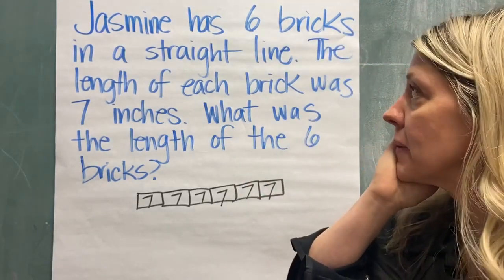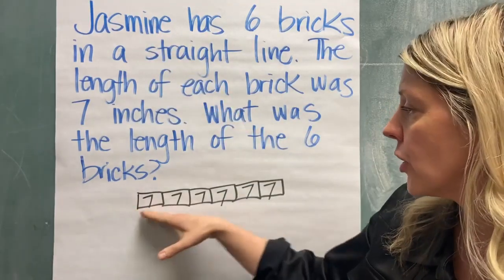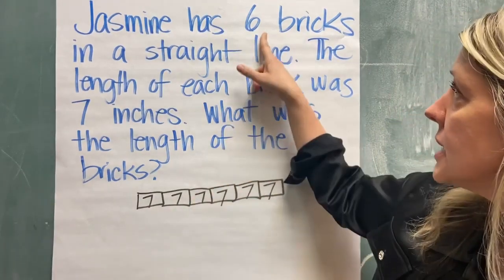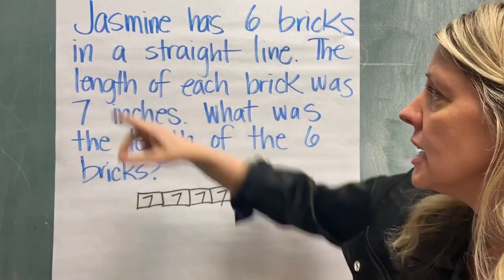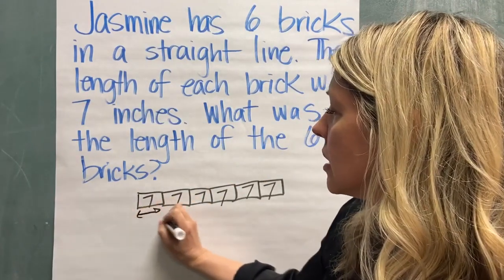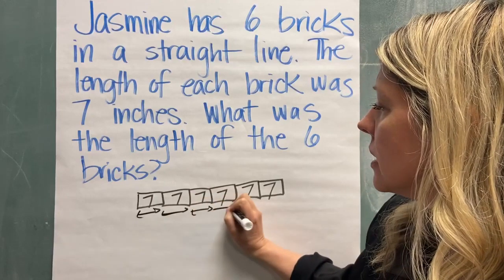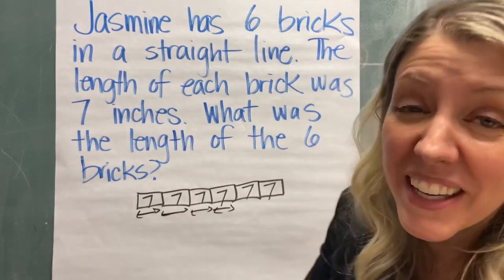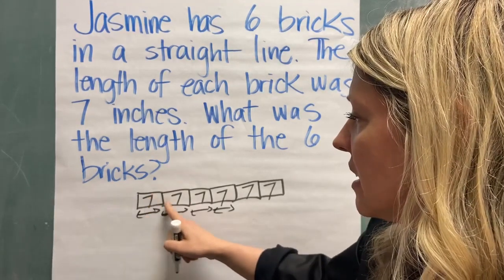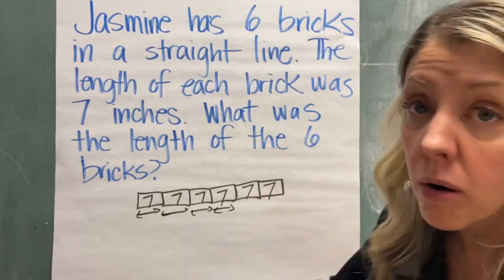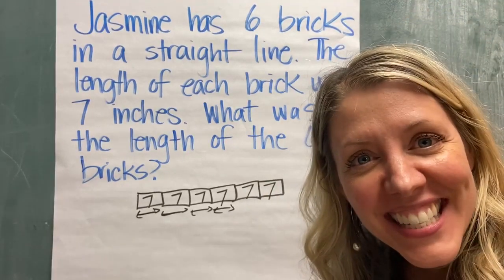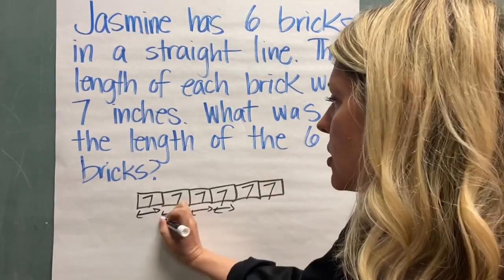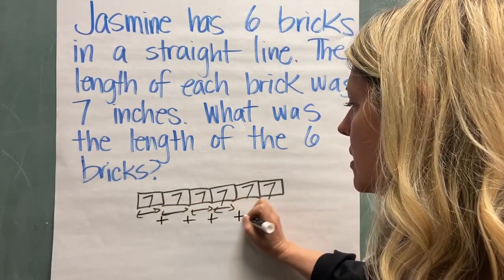All right, where was I? Jasmine and her bricks. She has 6 of them. Each is 7 inches long. 7, 7, 7. And it looks like multiplication, right? Or I could also add it, couldn't I? If I don't know my multiplication, couldn't I just add all these 7s together?